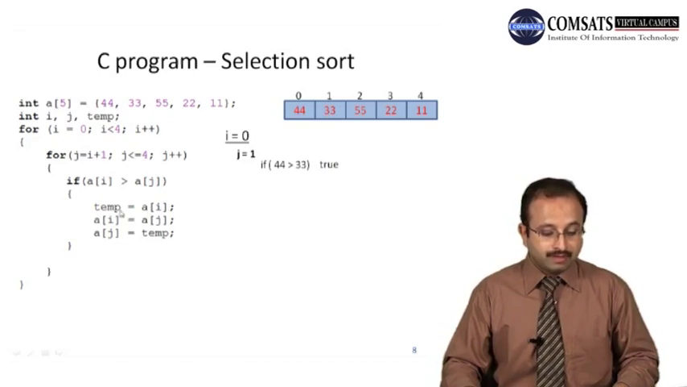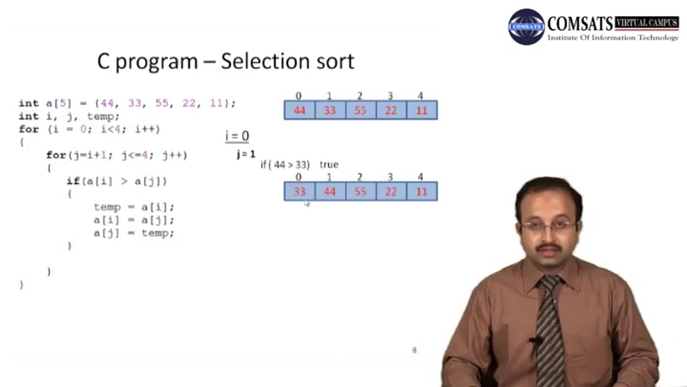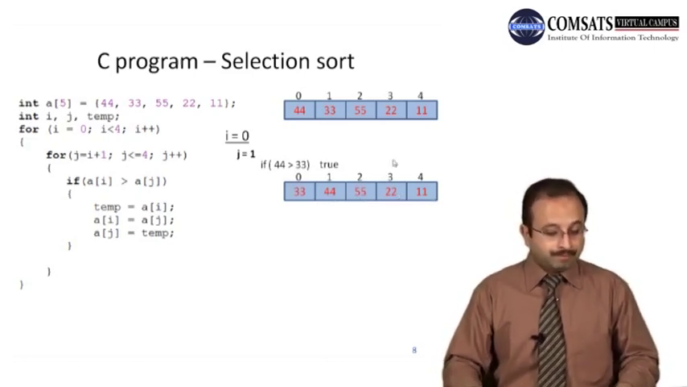You use a temporary variable, you assign the 0th index value to the temporary variable, then you assign the value at the 1st index to the 0th index, and then you copy that value of temp to the 1st index. So the array will look like this. So 33, 44, so these two values are swapped, the values of these two elements are interchanged, and 55, 22, 11 are the same as it is.